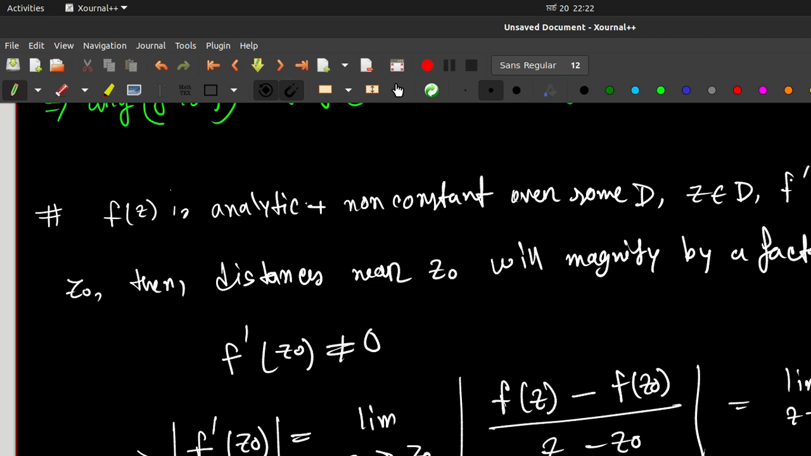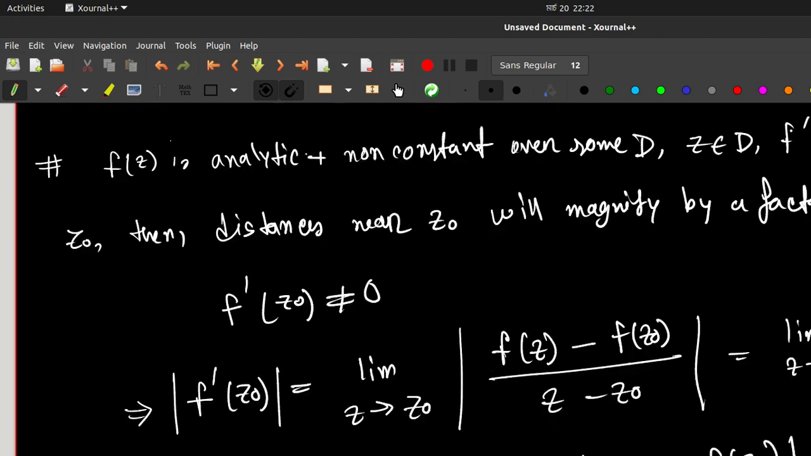What you have is, if you take the modulus of z minus z0 on the left hand side, you will have |z minus z0| times f prime of z0, in the limit z goes to z0, equal to |f(z) minus f(z0)|, right? So we are almost done.